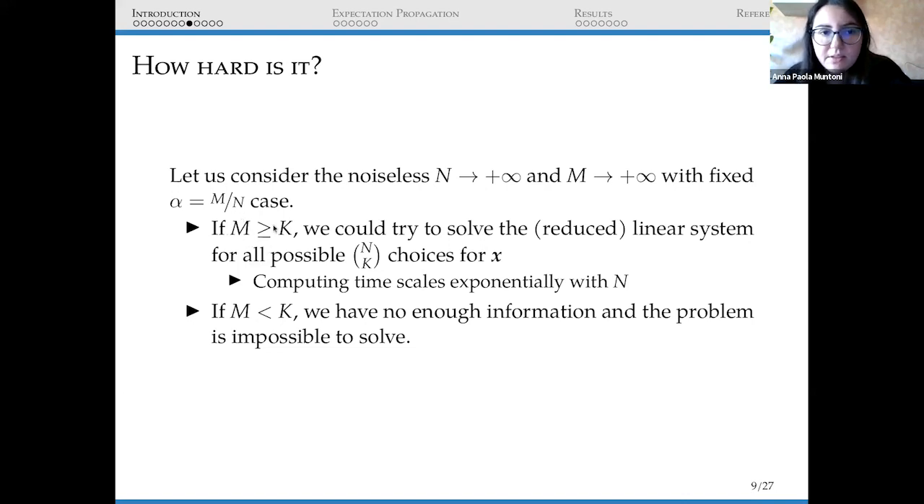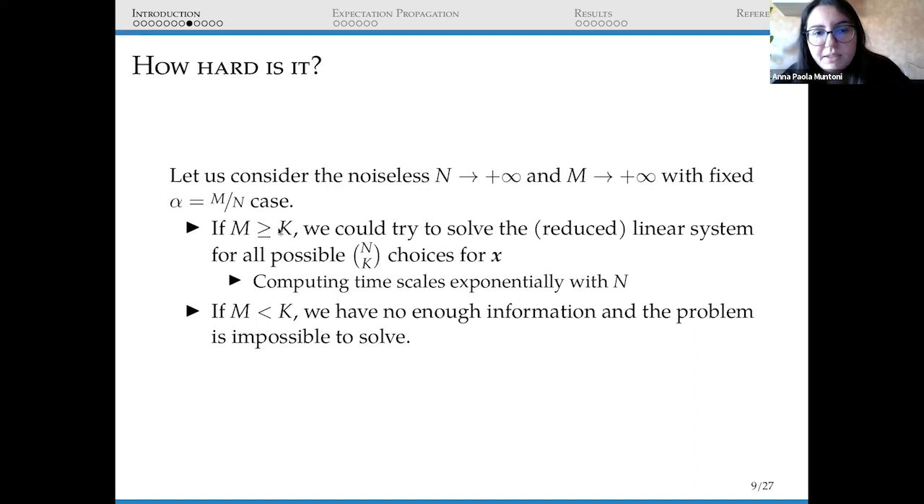Well, if the number of equations that I have in the sensing matrix is larger than or equal to the number of non-zeros of the x signal, what I can do is try all the n choose k possibilities for the non-zero values of x. So I select the columns of A that are associated with my choices and try to solve the reduced system of linear equations, which in this case will be solvable, because I have a number of equations that is larger than or equal to the size of the system.